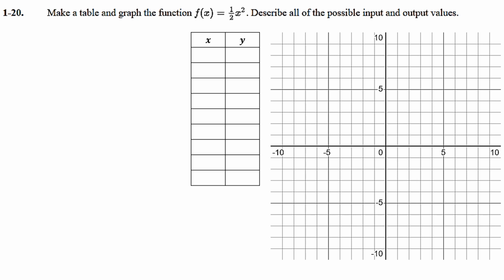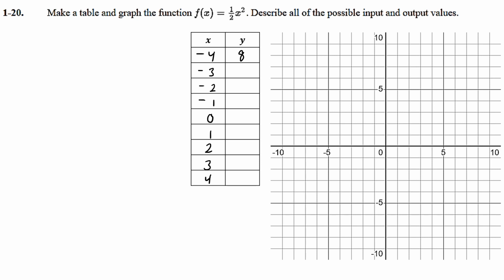Problem 120. Make a table and graph of the function f of x equals 1/2 x squared. Describe all the possible outputs and input values. So again, I'm going to use the following values for x: -4, -3, -2, -1, 0, then 1, 2, 3, and 4. I'm going to start plugging them in and plotting points as I get those. So let's start with -4. I'm going to first square -4, which gives me 16. I times it by half. Half of 16 is 8.